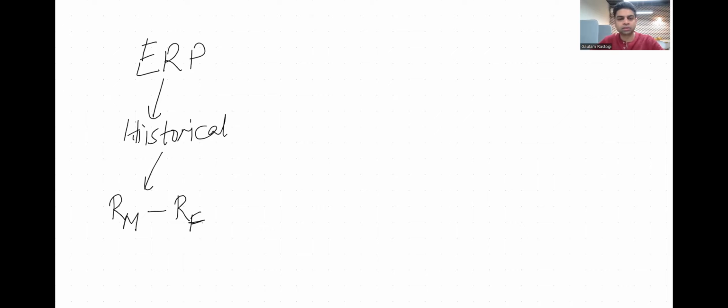All right. Now let's look at another method to estimate equity risk premium. In fact, there are two more methods, but let's talk about one of them.